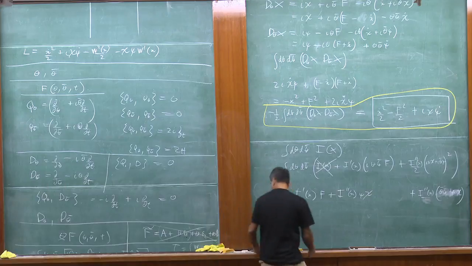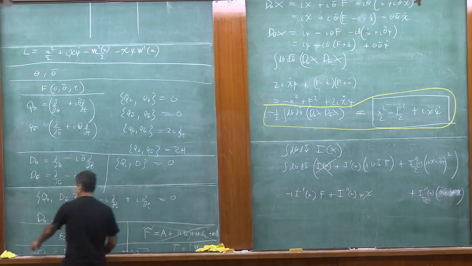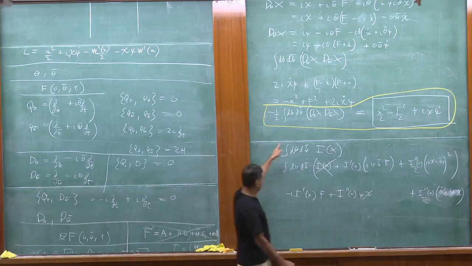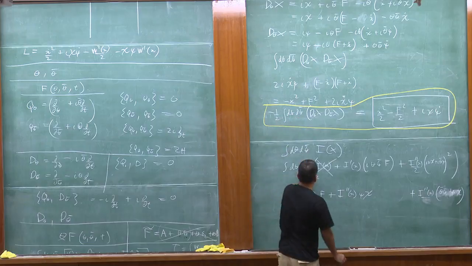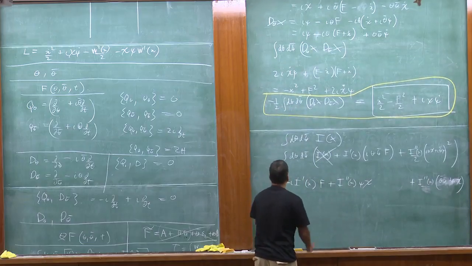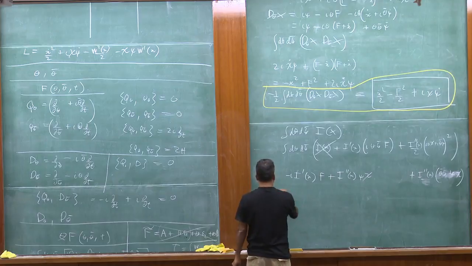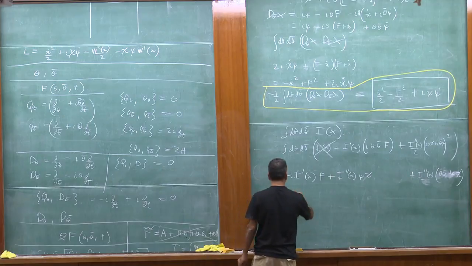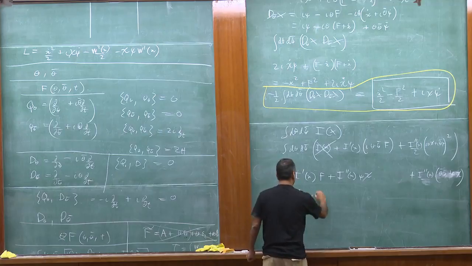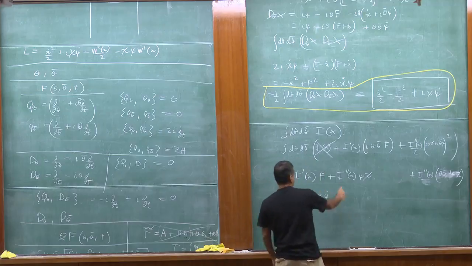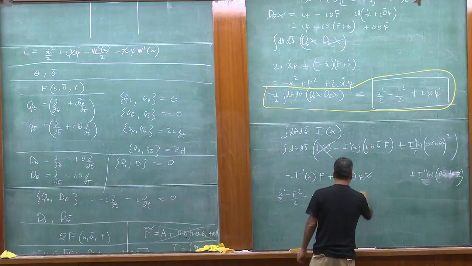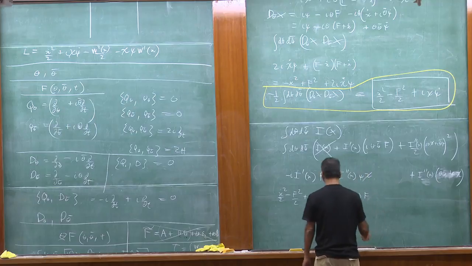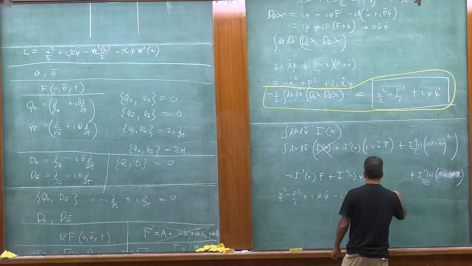So now what I wanted to do was to evaluate minus half plus this, minus this thing plus this thing. I hope I've got it right. So that evaluates to x dot squared by 2 minus f squared by 2 plus I chi psi dot minus I prime of x f plus I double prime of x psi chi.